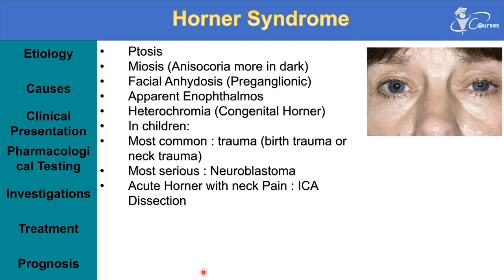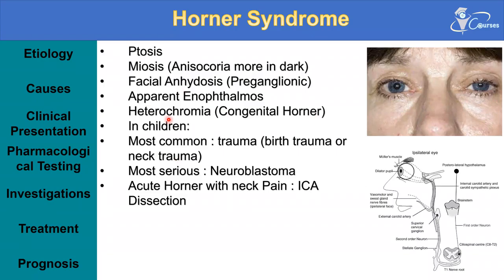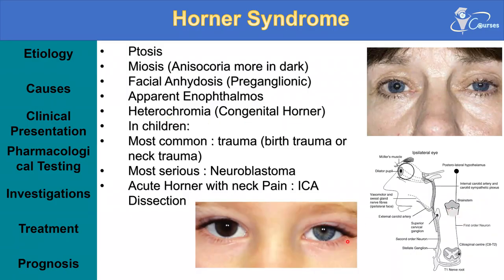So this is for the facial anhydrosis, apparent enophthalmos, heterochromia. What is heterochromia? Here is the heterochromia. You can see that in congenital Horner syndrome, the migration of melanocytes is dependent on the sympathetic system. So if there is an abnormal or impaired sympathetic system, this will result not only in miosis and ptosis, it will also result in heterochromia, resulting in an abnormal pupil or different iris color from the other eye.